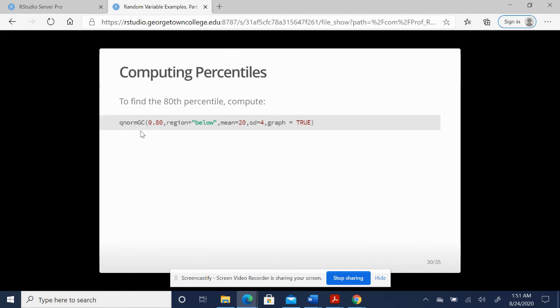It's called qnormgc, okay? Notice the input format here: the percentile, the region, the mean, the standard deviation, the graph. Now, why is the region below? Most of us are dealing with percentile here. We are looking at the 80th percentile, so this number for hours has to be greater than or the same as 80% of all of the other measurements. Okay, so that's why we're using below. Remember, we talked about if you were ranked, we put everybody in order. It would be the 80th person in line. So we're using below. That's due to the definition of percentile.